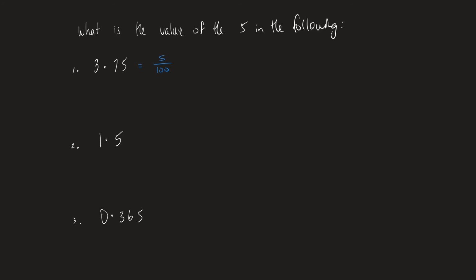The next one, 1.5. We look at the decimal point, and the 5 is in the tenths column. Okay, so it's going to be 5 over 10. It represents 5 tenths. And finally, number 3, 0.365. So we've got our decimal, tenths, hundredths, thousandths. So the 5 represents 5 over 1,000.